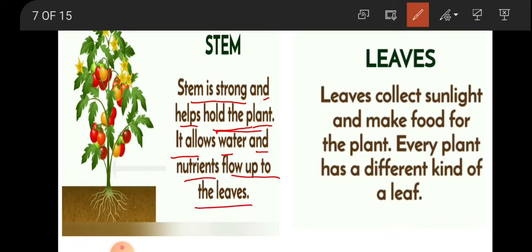Once again I am repeating, stem is strong. This is the stem. It is strong and helps hold the plant. It allows the water and the nutrients to flow up to the leaf.